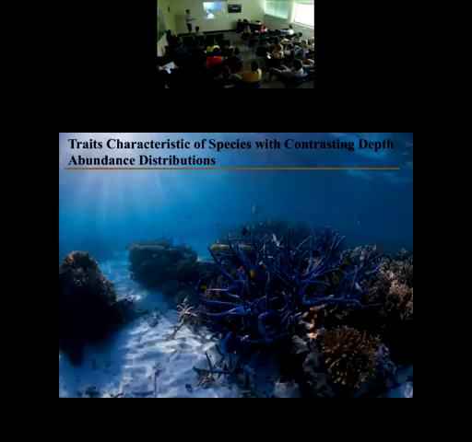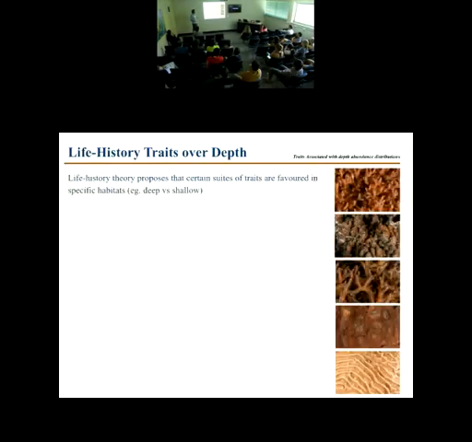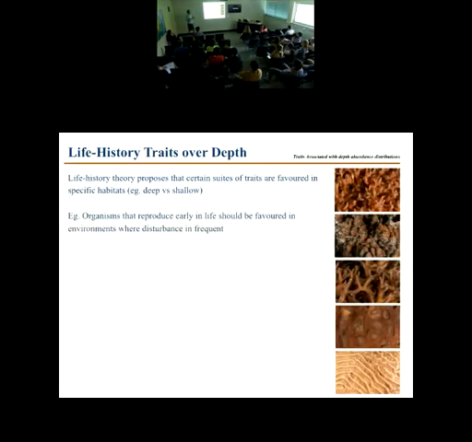So then we'll move on to the traits. The traits that are characteristics of species with these contrasting depth abundance distributions, and what's defining these? Life history theory proposes that certain suites of traits are favoured in particular habitats, i.e. deep habitats and shallow habitats, and the species that occur within them. So organisms, for example, that reproduce early in life should really be favoured in environments where disturbance is frequent, and this will be reflected in the traits.